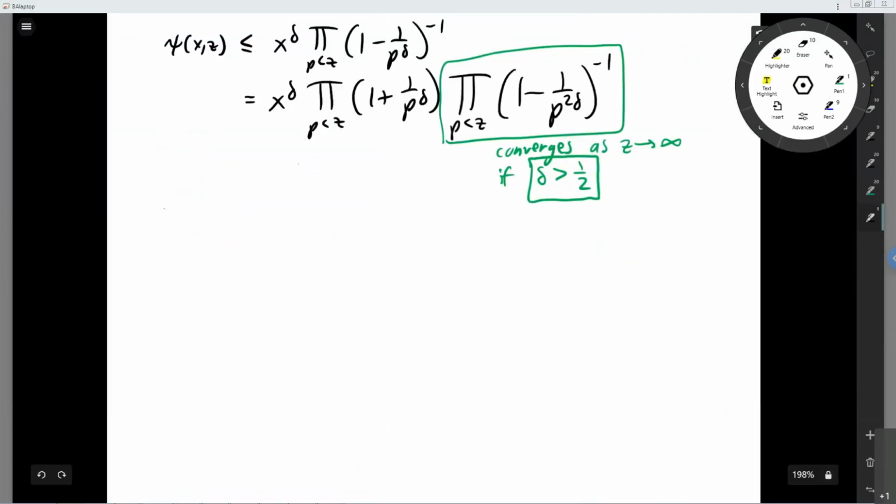All right. Let's go back over here. This sum, as long as we choose delta to be large enough, is going to be convergent. So we can basically get rid of that. That's going to be bounded above by a constant. So up to a constant multiple, we get an upper bound that looks like this.